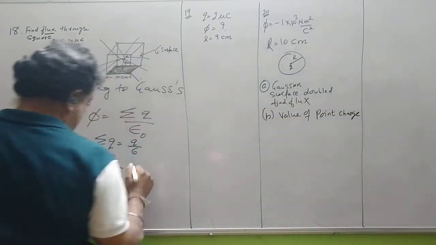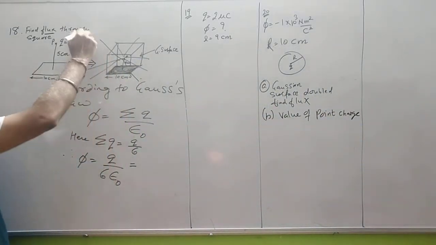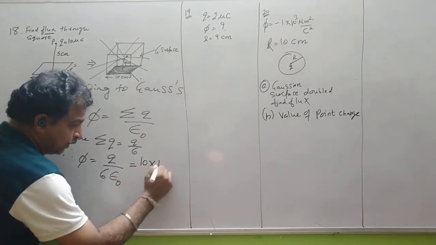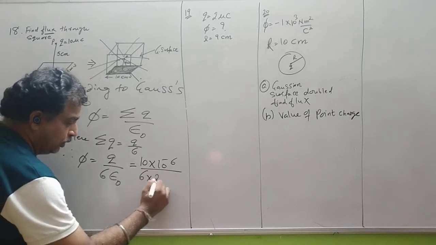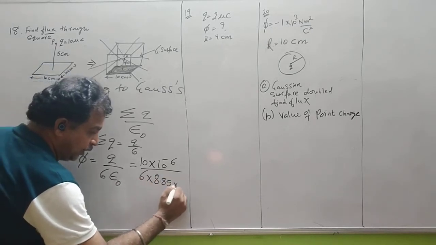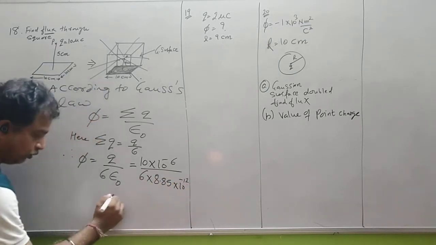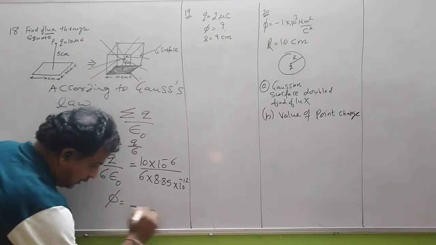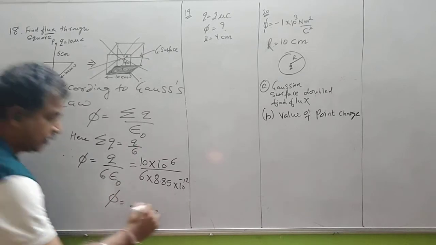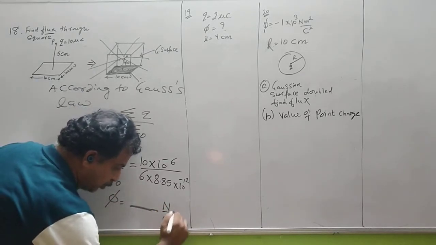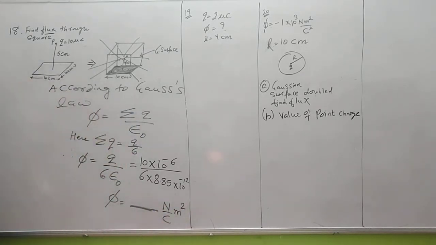Now these values are given. Q is 10 microcoulomb, so 10 into 10 raised to minus 6 divided by 6 into 8.85 into 10 raised to minus 12. So whatever is this, this is left as an exercise. You do this calculation and it comes out to be in Newton per Coulomb meter square.